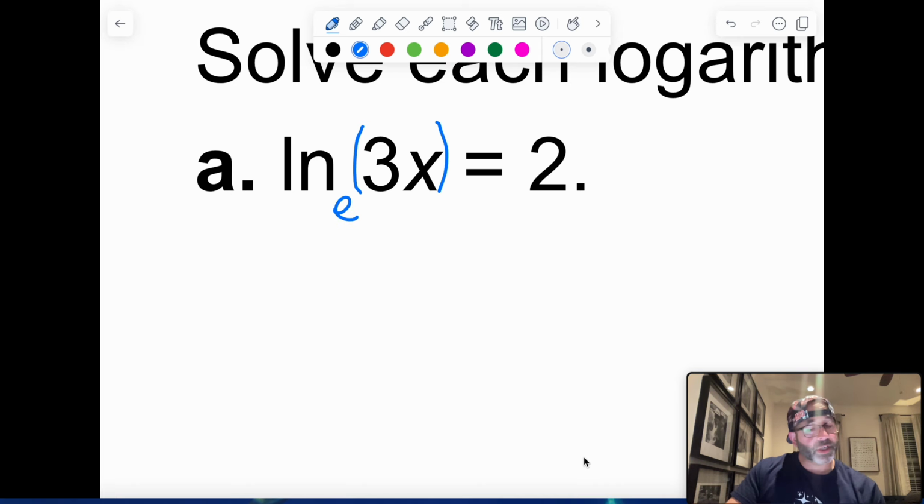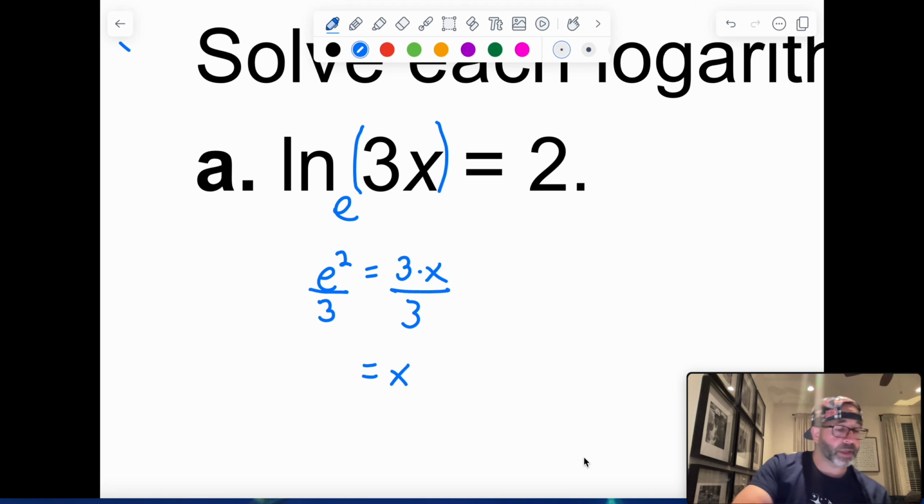So the base of natural log is e. Converting it to get that x out of it will be e to the second power is going to equal 3 times x. And then to get x by itself, we're going to divide it by 3. And so the answer for this is e to the second divided by 3, which you could just throw into your calculator, and we're going to get that x is equal to 2.46.